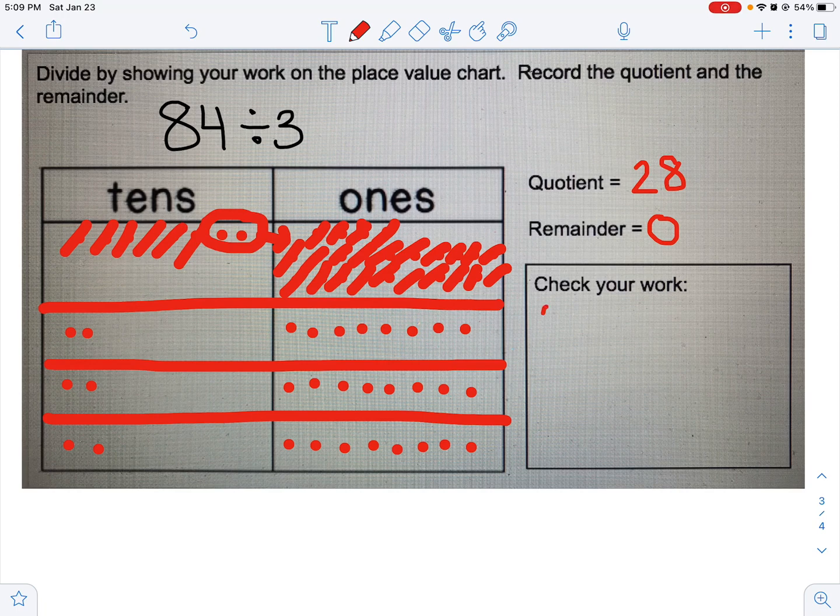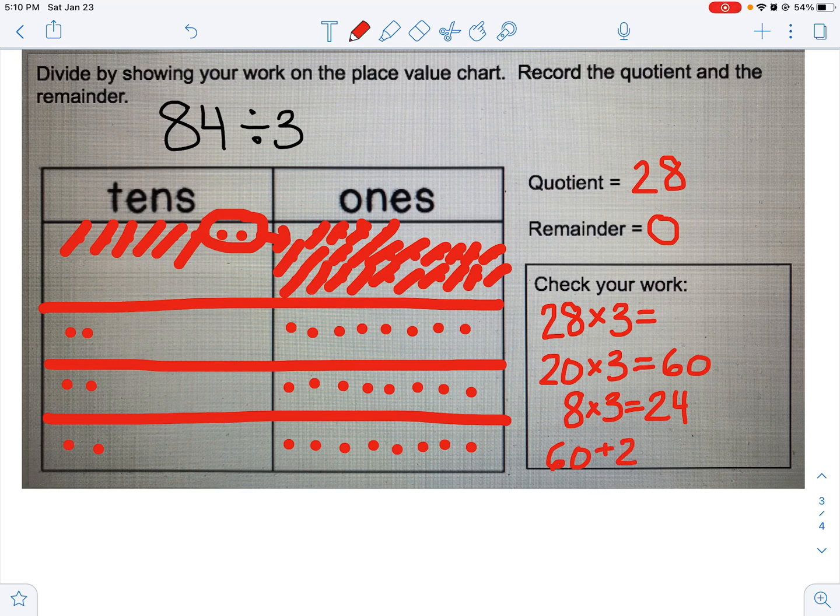Checking my work, I'm going to write my quotient of 28, multiply by 3, my divisor. I'm going to show my partial products here. 20 times 3 is 60. I know 8 times 3 is 24. And 60 plus 24 is 84.